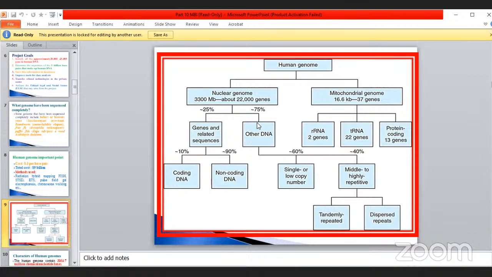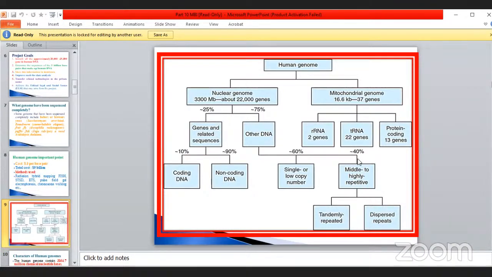This comes under the heading other DNA. The other DNA is also divided into two types: single or low copy number, and middle to highly repetitive. Single means only one gene is present in it. Repetitive means again and again, like AT, AUG, like that. So there is a repetitive.